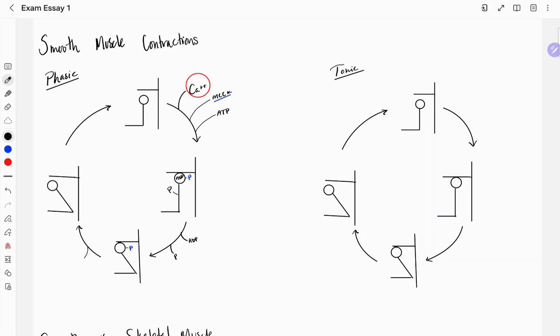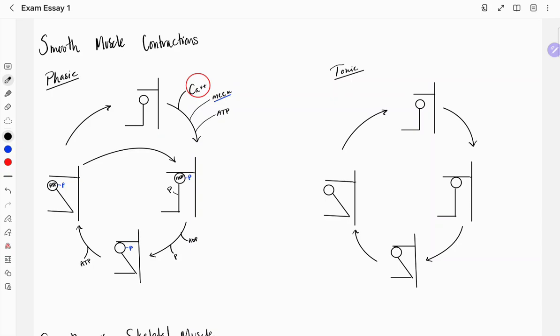Now we've got ATP that's going to detach the myosin from the actin, like so. And now this cycle can take two paths.